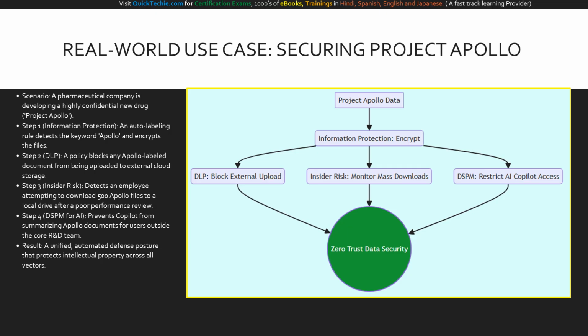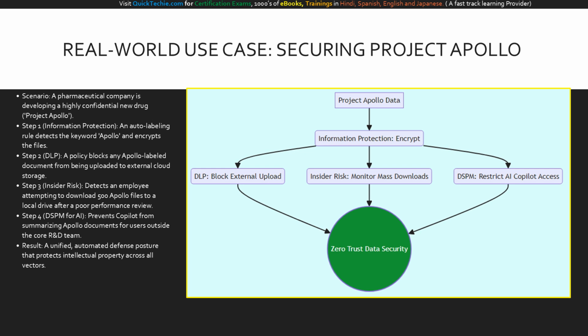Finally, Step 4. DSPM for AI ensures that if an unauthorized user asks Microsoft 365 Copilot, "What is Project Apollo?" Copilot refuses to answer and protects the data boundary. The result is a unified, automated defense posture that protects your most critical intellectual property.